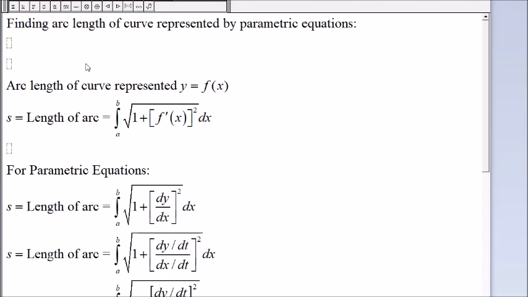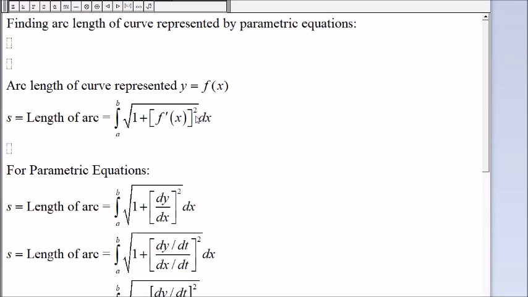And now we want to find the arc length of a curve that is represented by parametric equations instead of by the equation y equal to f of x. And so when we have a curve or a graph that's represented by the function y equal to f of x, then the arc length is the formula: definite integral from a to b of the square root of 1 plus the derivative of f of x squared.